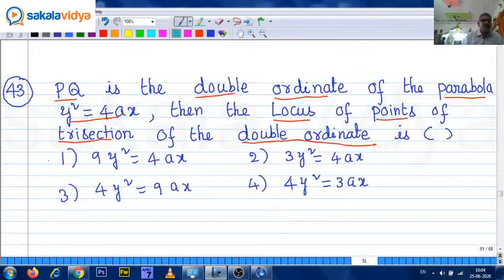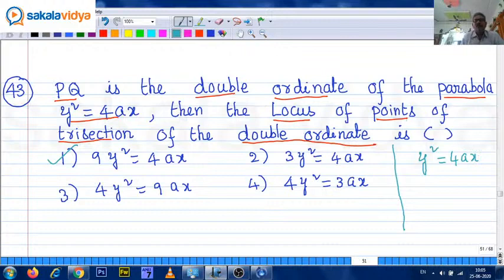So the first option is the right option, but don't worry, in the examination you need not do this lengthy method. Don't do the lengthy method. Whenever this kind of problem is given, you remember like this. What is the given equation? y square is equal to 4ax. This is the equation of the parabola.